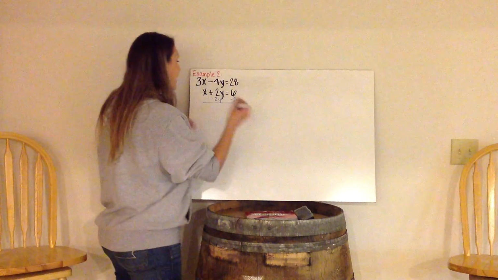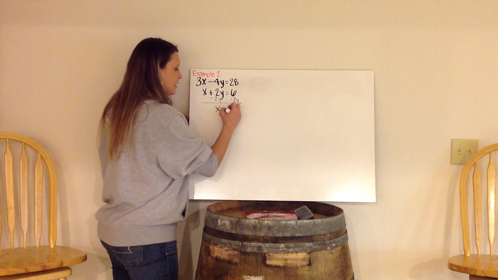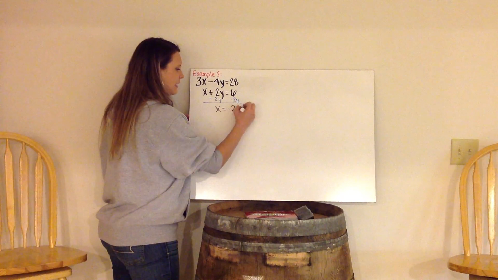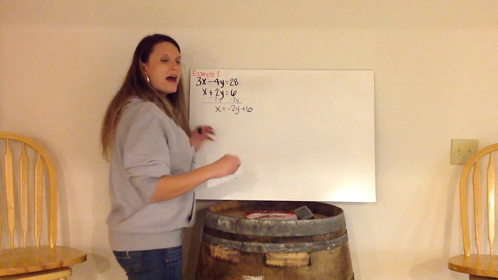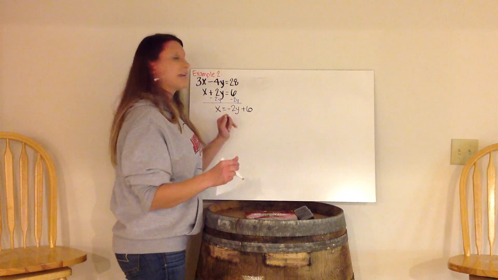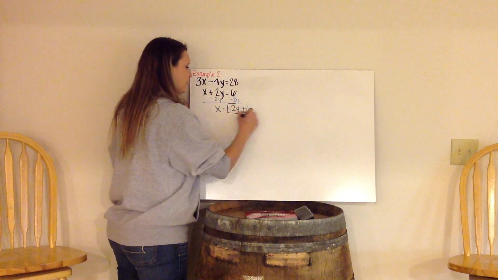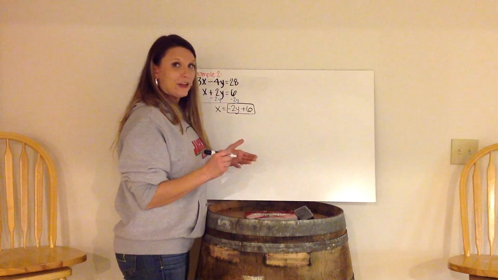And that leaves me with the equation x equals negative 2y plus 6. It does not matter which order you write that in. You could have said 6 minus 2y or negative 2y plus 6. It does not matter, because basically x is equal to that whole value.